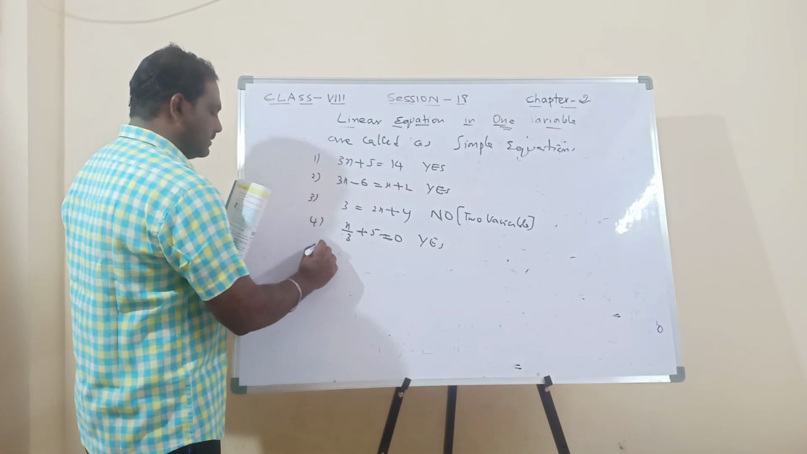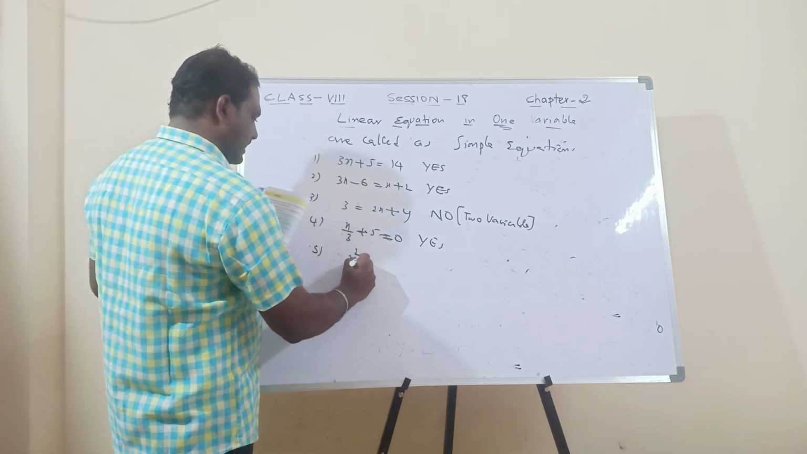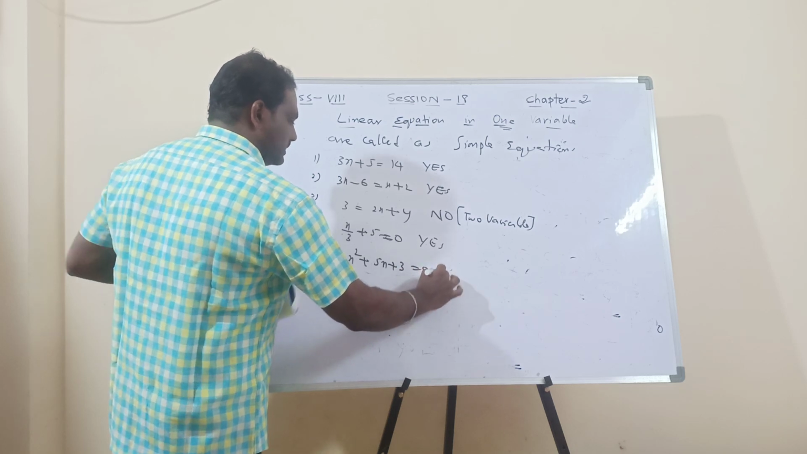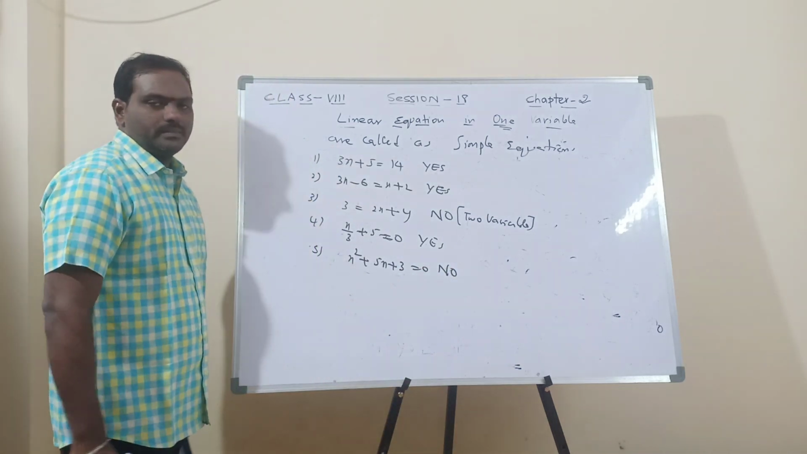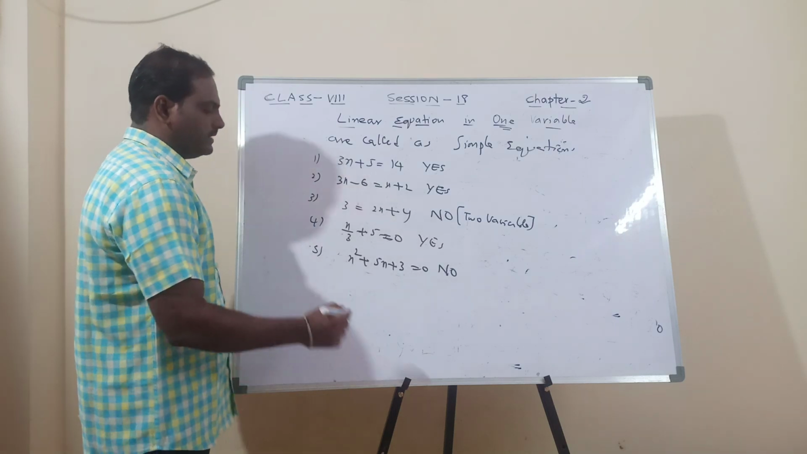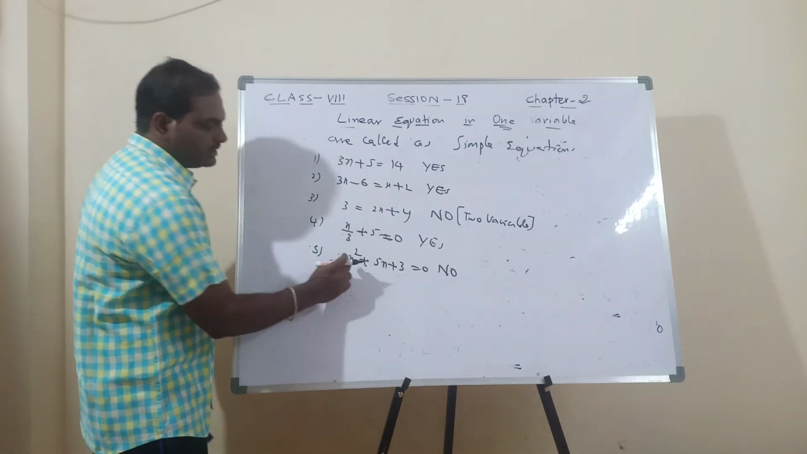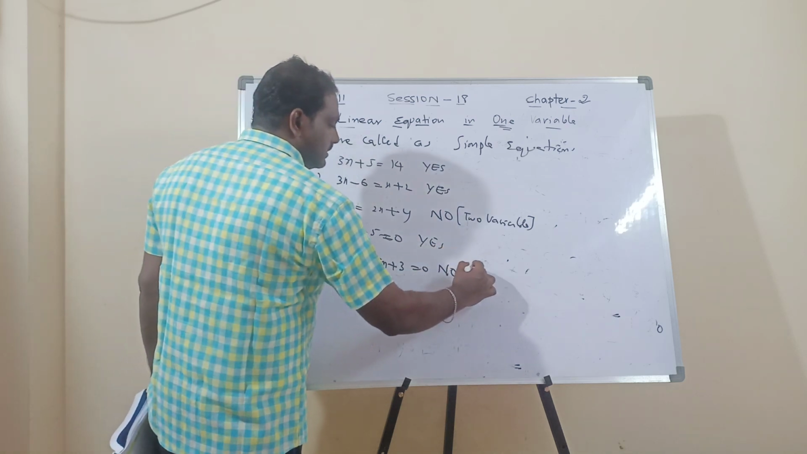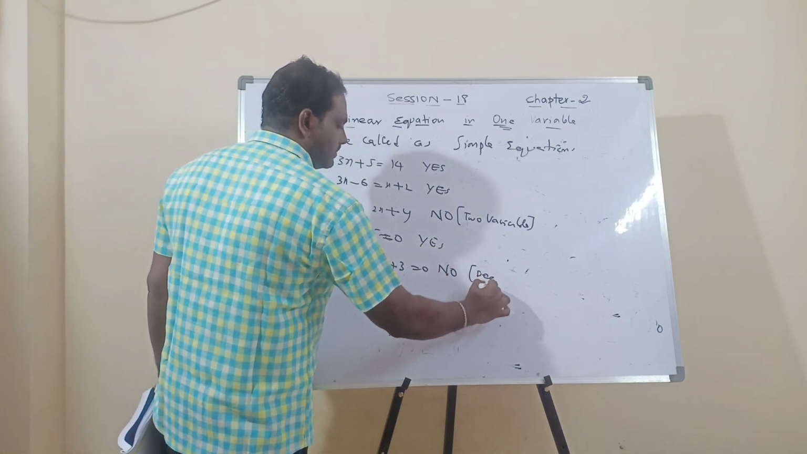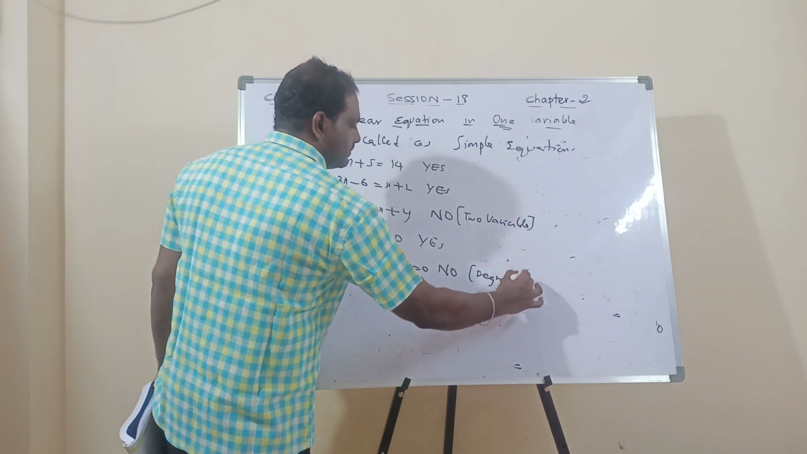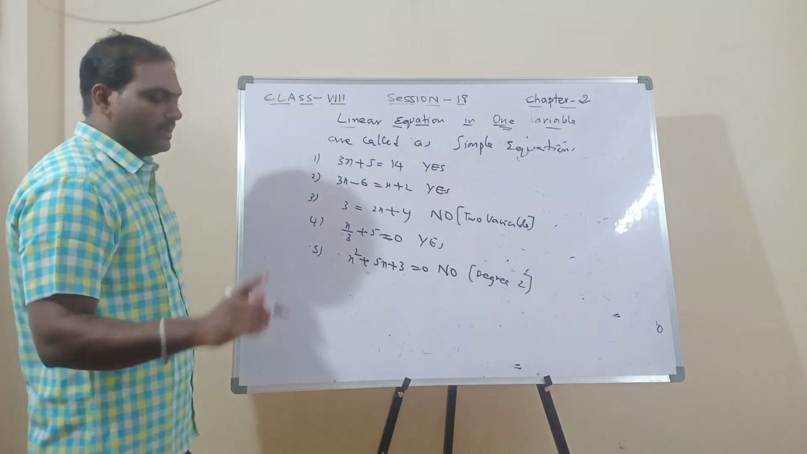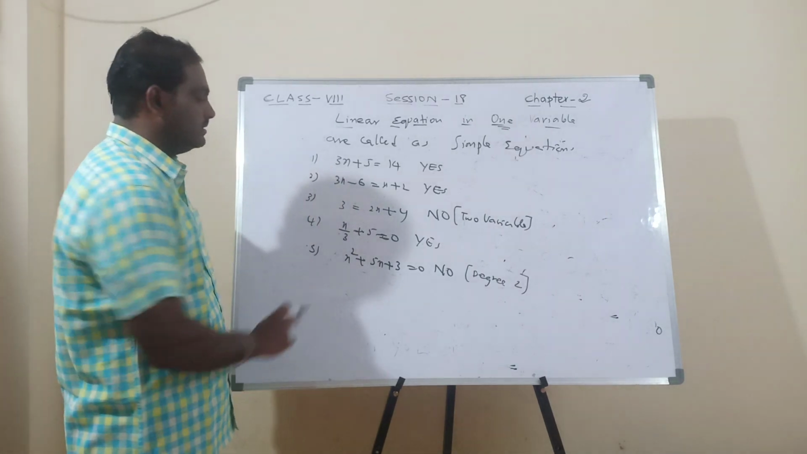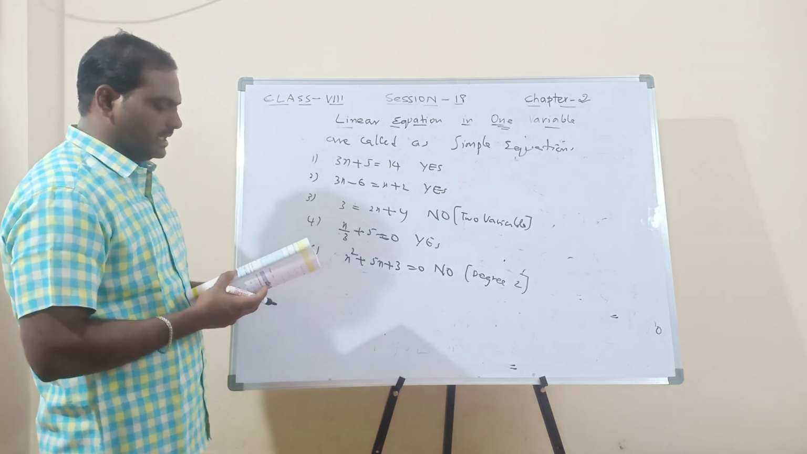Next, the fifth one. Look at this: x square plus 5x plus 3 is equal to 0. So the answer is no. Why? What is the reason? The reason is very simple. Its degree is 2. Of course, it has one variable x, but its degree is 2. What is the condition for a simple equation? There must be one variable, and second, its degree must be 1. In this case, the degree is 2. That's why it is not a simple equation.